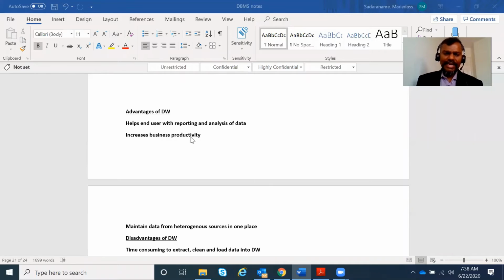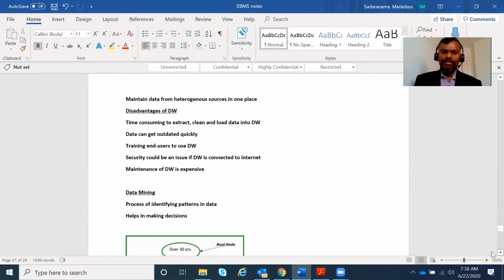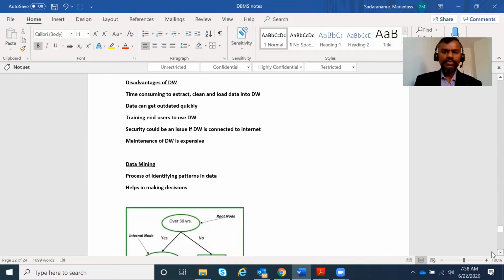And again, you can maintain data from heterogeneous sources in one place. Like I said, from tables, from database, you can store all the data in one place called data warehouse. So if you want some data, you know where to go. Now, what are the disadvantages? It's time consuming to extract, clean, and load the data into data warehouse. When we talk about data warehouse, there's a process called ETL process, extract, transform, and load.